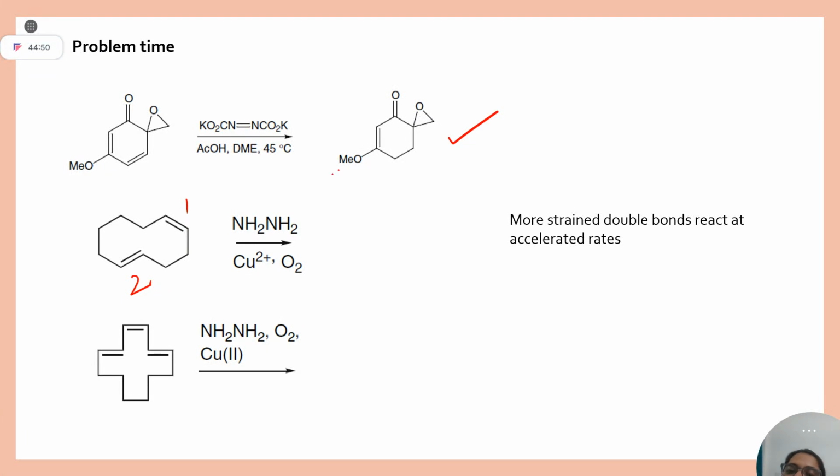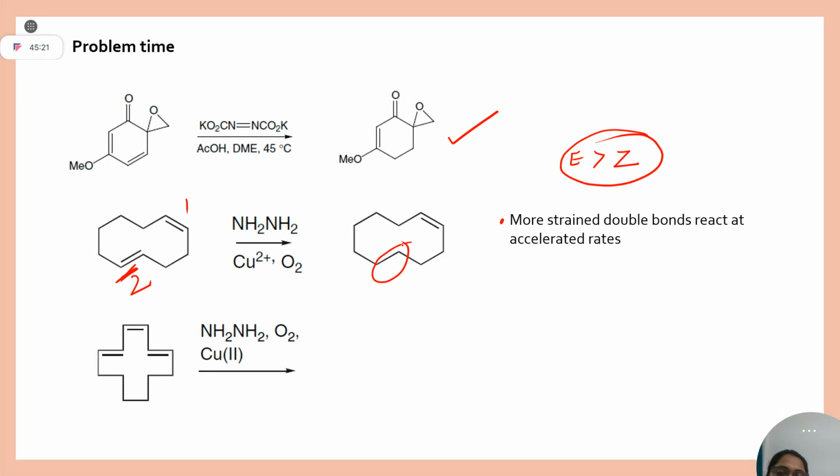Okay. If you see the third point of this reagent, what it is saying is that more strained double bonds react at accelerated rates. If you look at this ring system, can't you see this bond will be quite strained? So students, here E will be selectively reduced in presence of Z alkene. Okay. So the correct answer is you will reduce this part. Why? Because it is more strained.